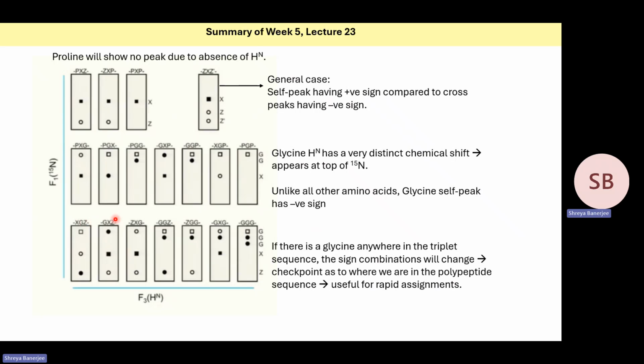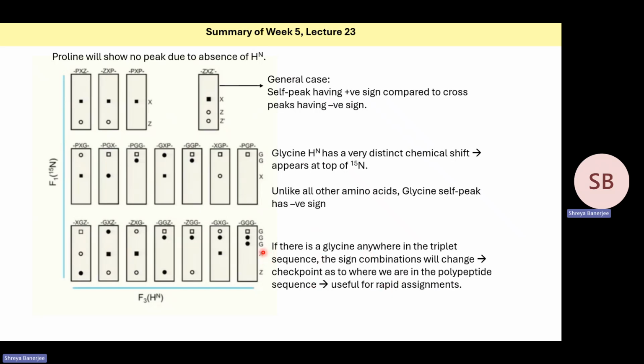Similarly, if you have glycine in the first position, or glycine in the third position, or two glycines, the sign combinations are very unique for glycine. So this general case that you have shown here is valid for all amino acids except glycine. In glycine, the sign combinations are very unique, which are shown here. And of course, if you have proline, you will have one less peak because proline does not have any amide hydrogen.